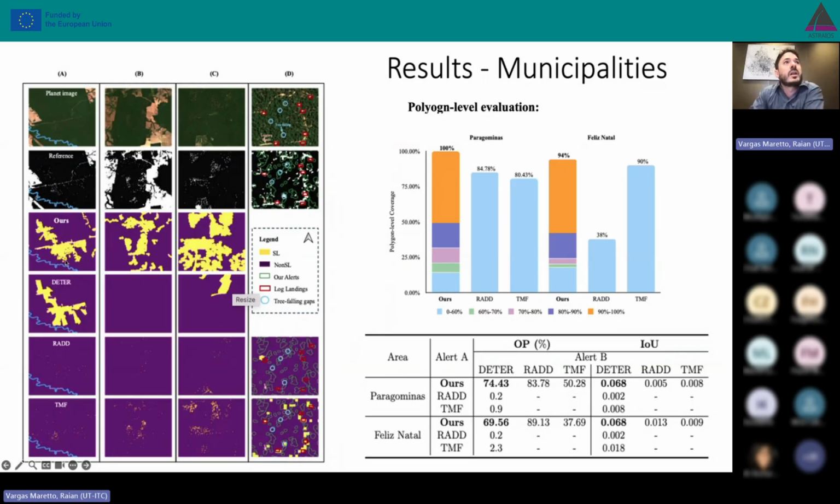Here are some visual examples. Our model could detect quite some similarities with the detailed area. And in terms of polygons, we managed to detect around 94%, which was reasonably higher than the other approaches as well. For some of the models, we didn't manage to make the comparison because we didn't have the data available, and then we could not perform the analysis on the pixel level and the polygon level.